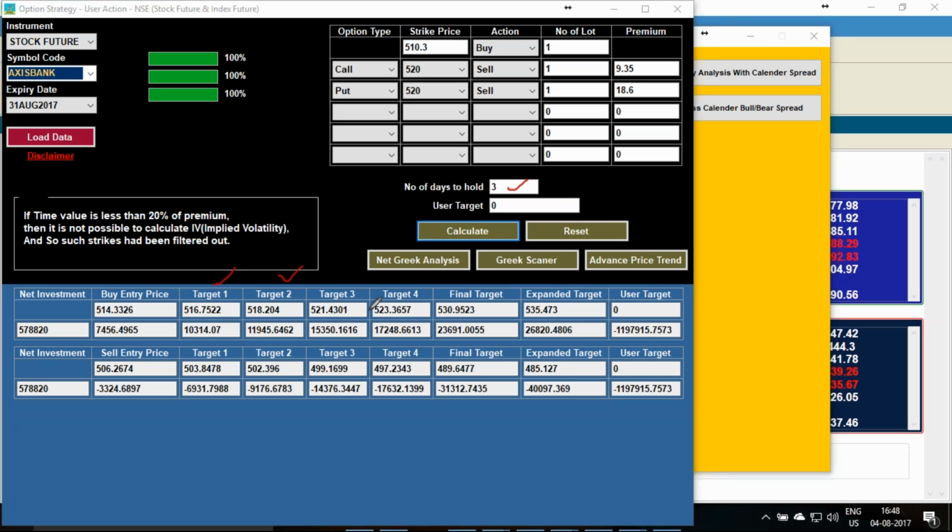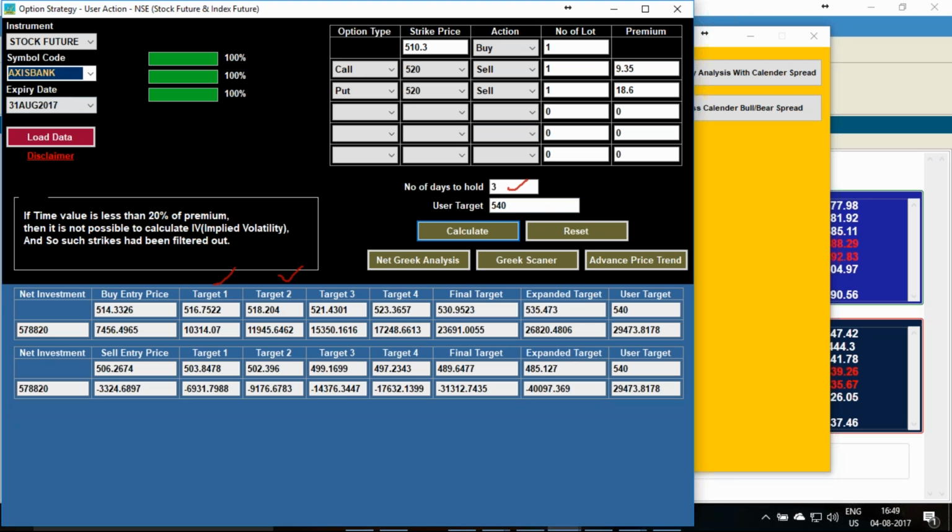And do not use this tool for intraday. It will not work for intraday. Find the 3-day trend separately and based on that do the analysis. Suppose any of these prices is not matching, then you just put your price here, 505, and calculate. So you will get the analysis here. If it is coming to 505, losses will be 5,193. If it is going to 540, what will be the calculated figure? 29,000 rupees. So you can calculate in this order.